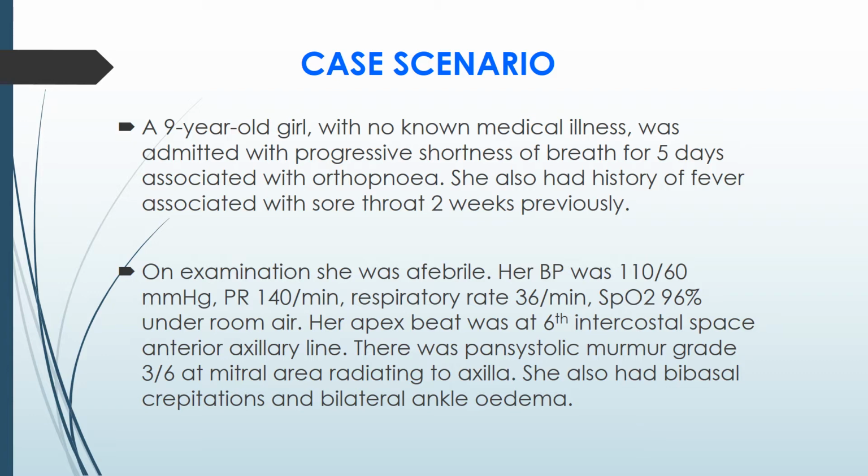On examination she was afebrile. Her blood pressure was 110/60 mm mercury, pulse rate was 140 beats per minute, respiratory rate was 36 breaths per minute, oxygen saturation was 96% under room air. Her apex beat was at 6th intercostal space anterior axillary line. On auscultation there was a pansystolic murmur grade 3/6 at mitral area radiating to the axilla. She also had bibasal crepitations and bilateral ankle edema.